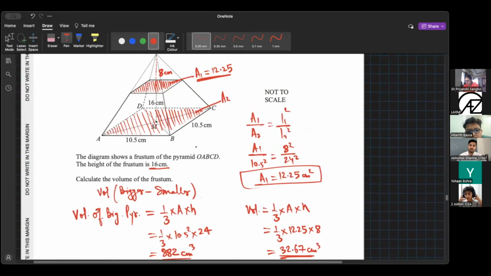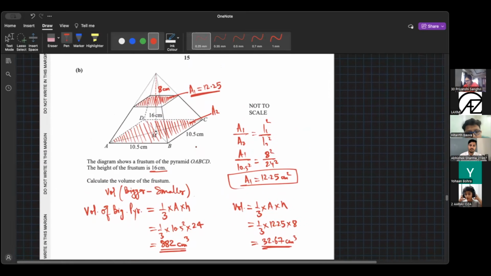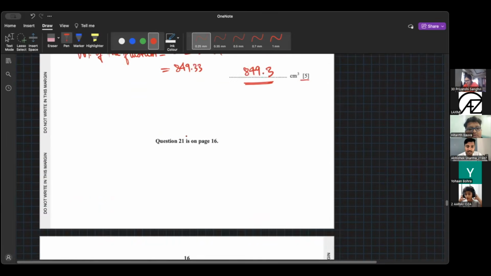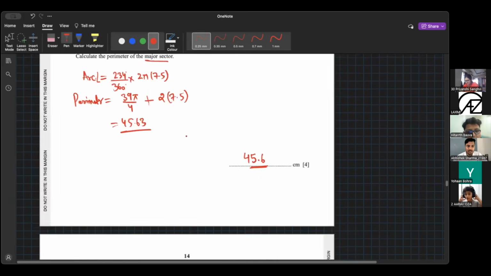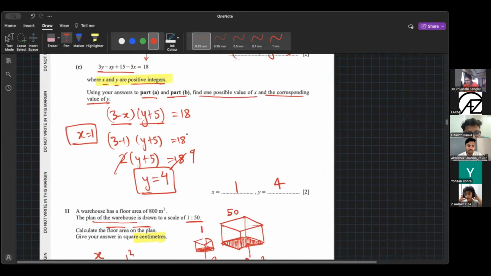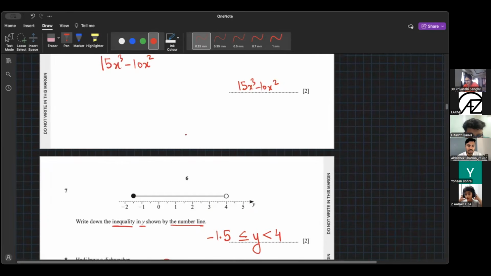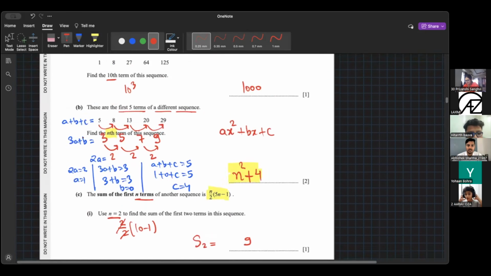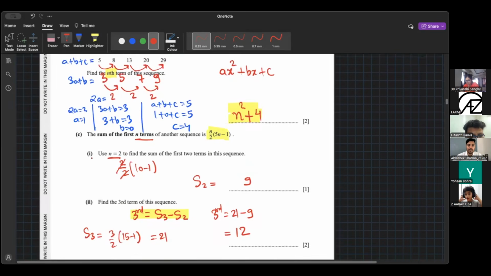Can you revisit question 6C? Sorry, can you revisit question 6C? Okay, let's go back to question number 6. We don't have 6C. Sorry, then it might be 5C. Sorry, my bad. This 5C? Yes, okay.